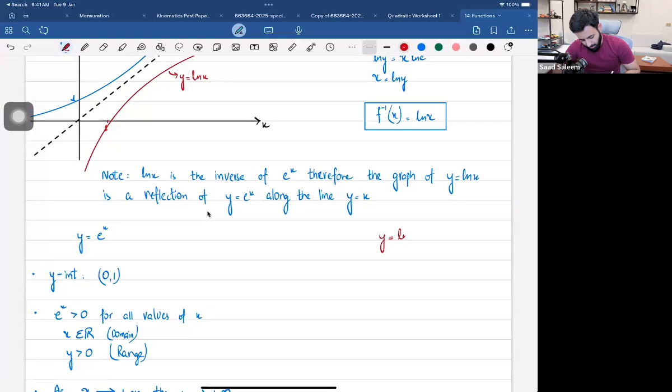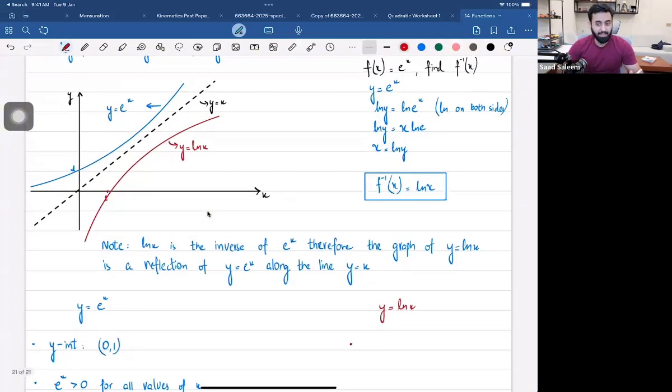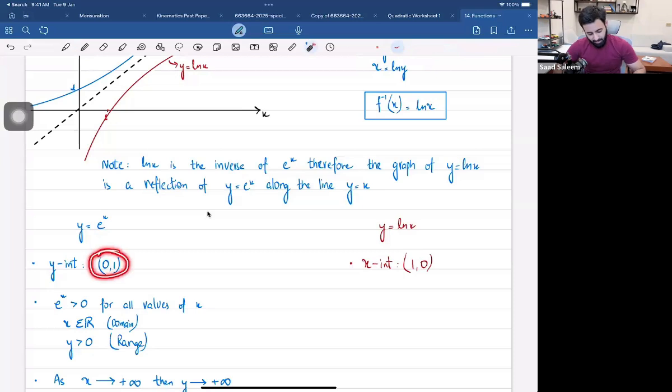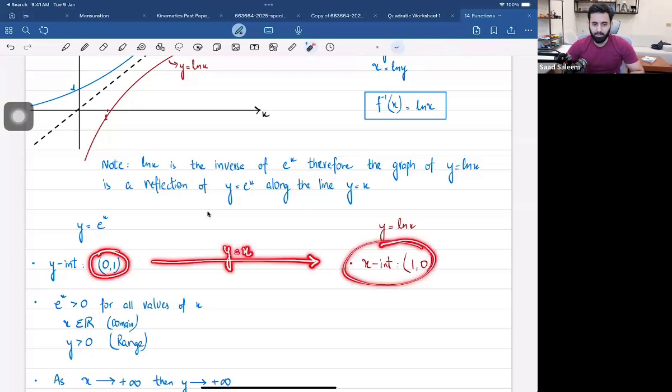Now let's talk about, so I'm going to color code it to make it easy for you guys, y equals ln x. Notice that this graph does not have a y-intercept like the other. Instead, it has an x-intercept. And what are the coordinates of the x-intercept? They are 1, 0. That's because this is a point, 0, 1, since the two graphs are reflections of one another along the line y equals x. So when you reflect it along the line y equals x, 0, 1 becomes 1, 0.